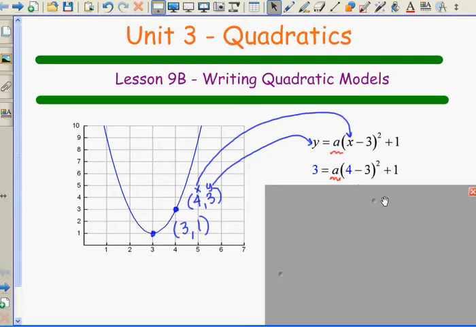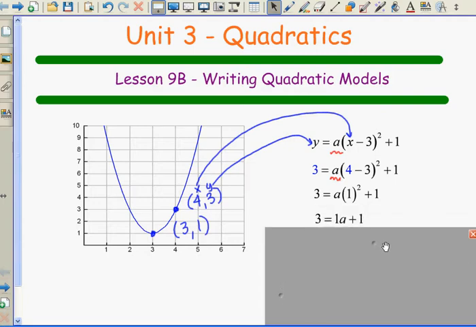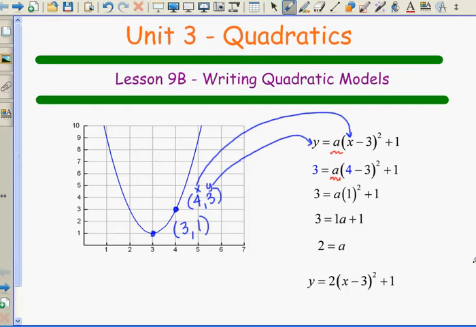So that's what I did. Worked inside the parentheses, 4 minus 3 is 1. 1 squared is 1, so that's a 1a. And then to solve that, just subtract 1 from both sides. So we'd have 2 equals 1a, or really just 2 equals a. So then our equation, now that we know that a is 2, we can just go ahead and put that in the front.